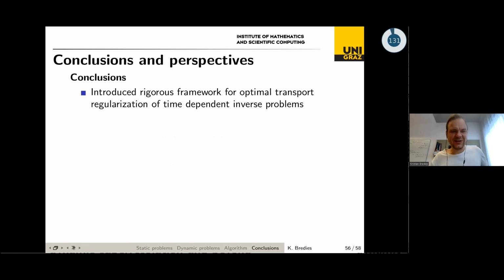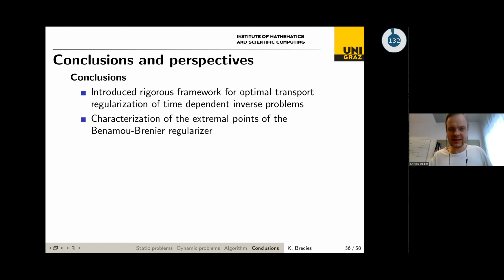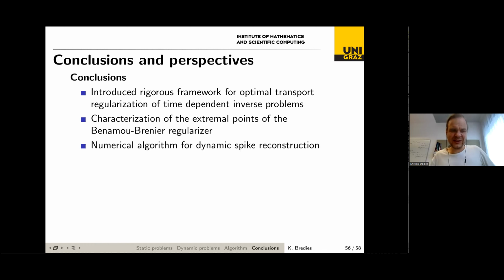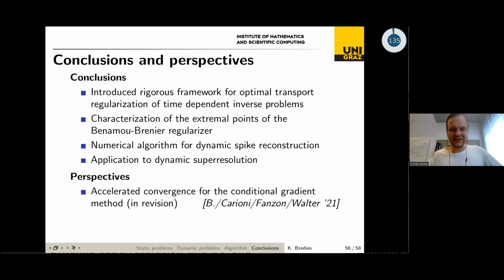Okay, I'm at the end of my talk, so I would like to conclude. What I tried to show is that we can have a rigorous framework for optimal transport regularization for time-dependent inverse problems, which covers several applications, I think. We characterized the extremal points of the Benamou-Brenier regularizer, which gives us these trajectories that we wish to see. We have a numerical algorithm for dynamic spike reconstruction, which is really adapted to finding these moving trajectories, and you can also apply it, as we have seen already.